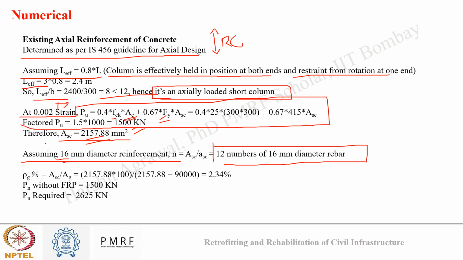Once I know how much steel reinforcement I have provided, I can calculate the percentage of steel reinforcement. It will come out to be 2.34%. So Pn without FRP was say 1500 kilonewton, and Pn required for 75% load increment will come out to be 2625 kilonewton. So this is what we need to design for.